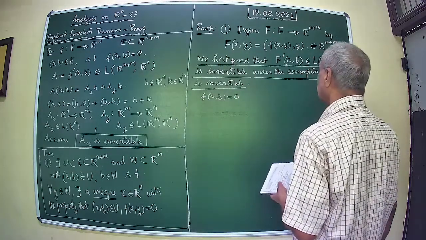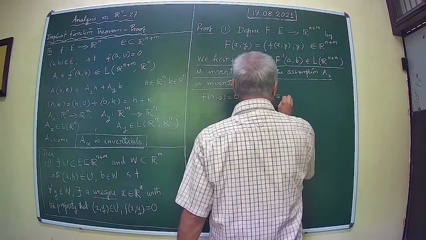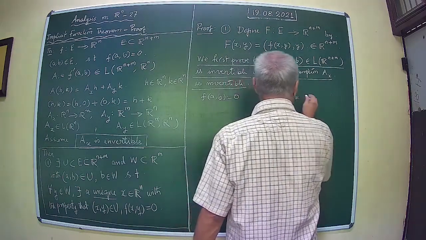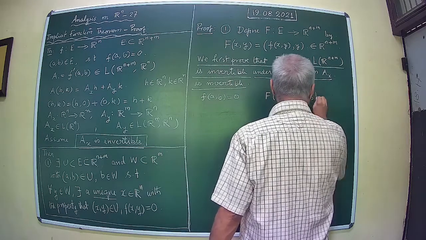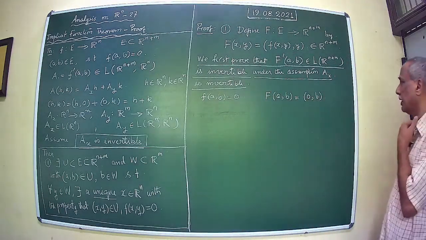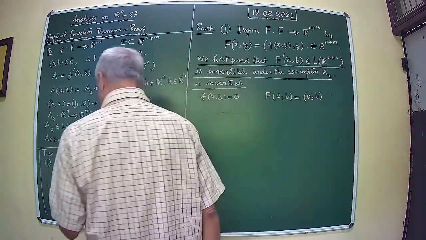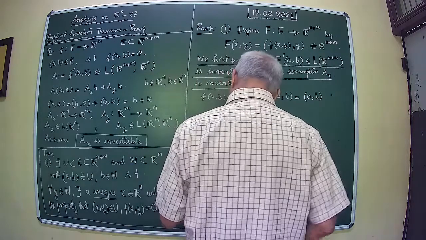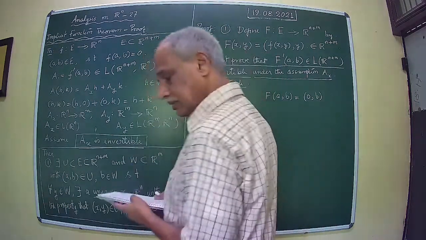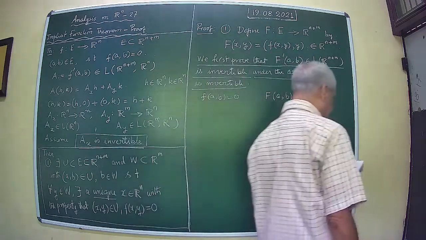That implies capital F of AB equal to, so the image of AB under capital F is 0B. Okay. Now we use the following fact, namely, so let us compute this f derivative.